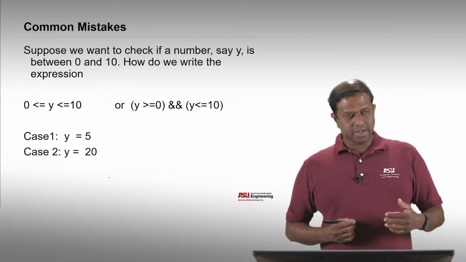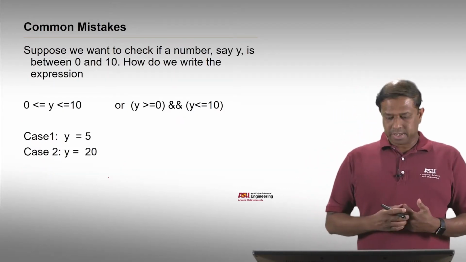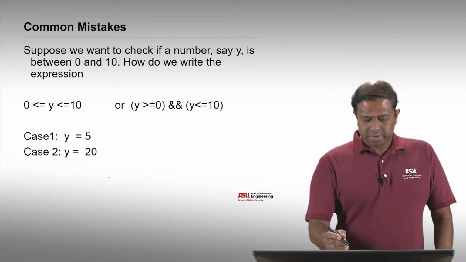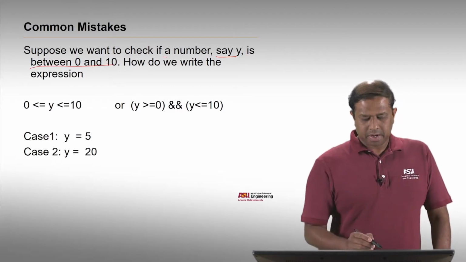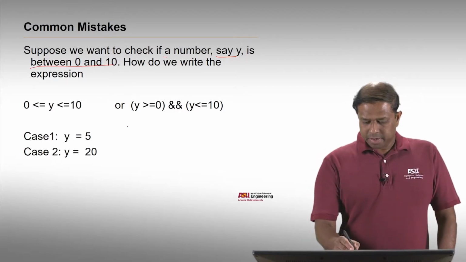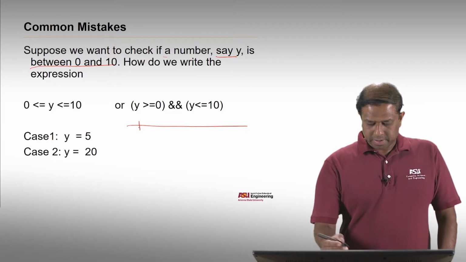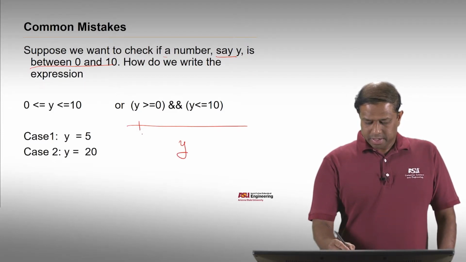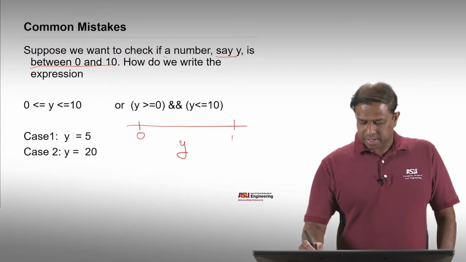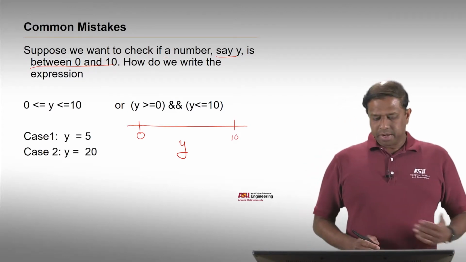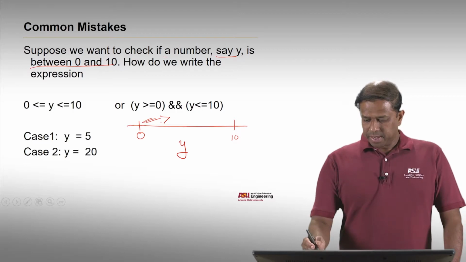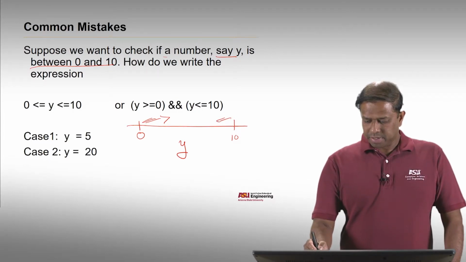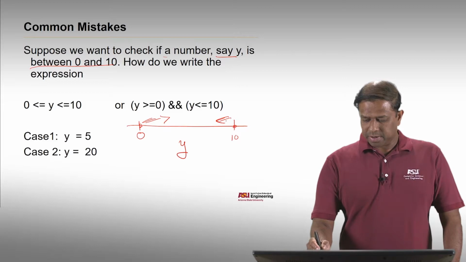Now here is another common mistake that we make in writing these comparisons. Suppose I want to check if a number, say y, is between 1 and 10, right? If I draw it on the number line, suppose we call it y, and it should be 0 here and then 10 here. That means y has to be greater than or equal to 0, that means this side, and y has to be less than or equal to 10, this side right here, okay?